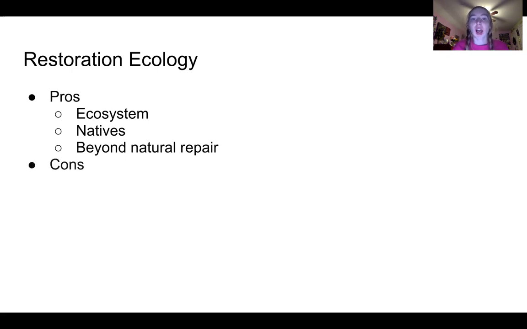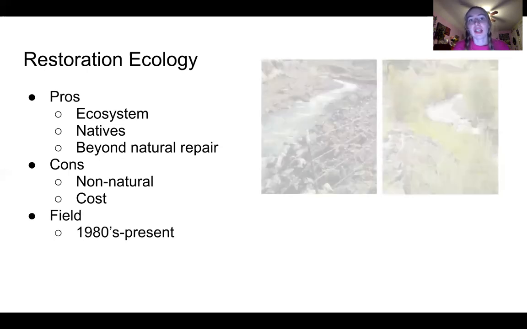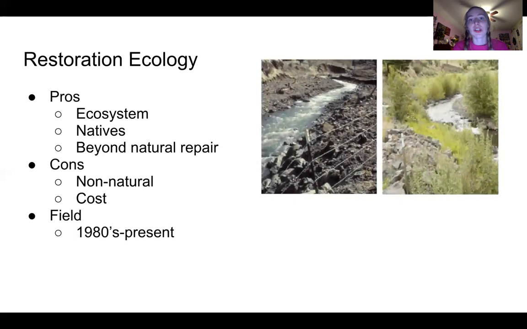But there are some cons to it. So some people still think that it is completely non-natural because you are aiding it and it's not the original ecosystem. You'll never have that perfect ecosystem again. It can be very costly, and typically a lot of people run out of funding when they're doing restoration, which can impact what the final product is. And the field has existed from about the 1980s to the present. It's become a lot more defined, a lot more common though, as restoration is needed in an identified field now.